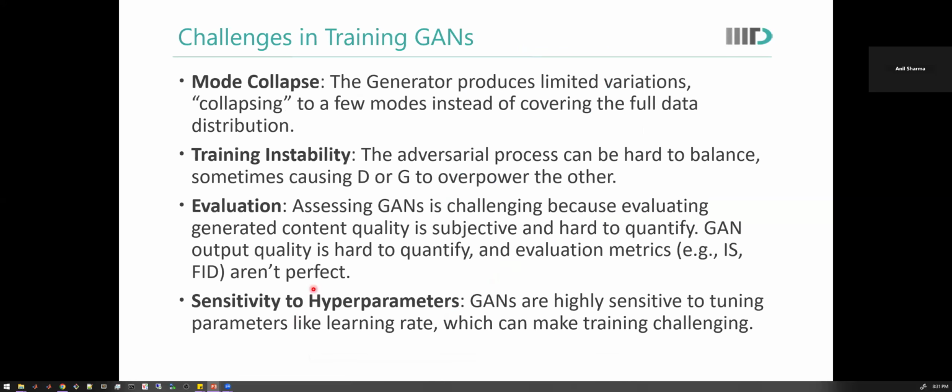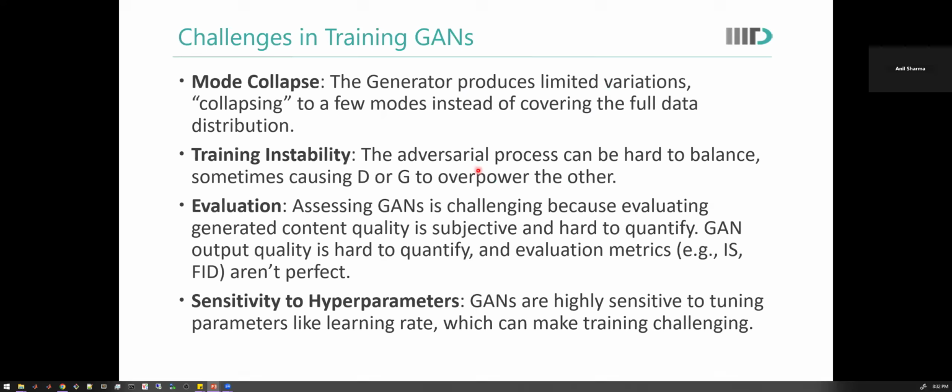There are several challenges in the training of GANs, which we will most probably see in the next lecture. One common problem is mode collapse, where the generator produces limited variations, collapsing to a few modes instead of covering the full data distribution. The modes are the distributions in the data. We'll talk about this.